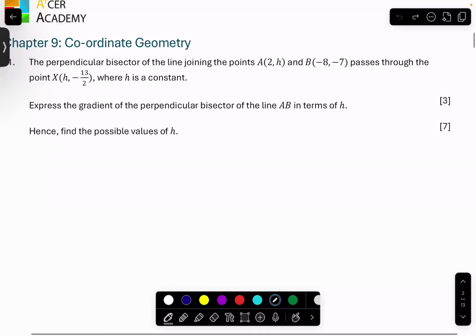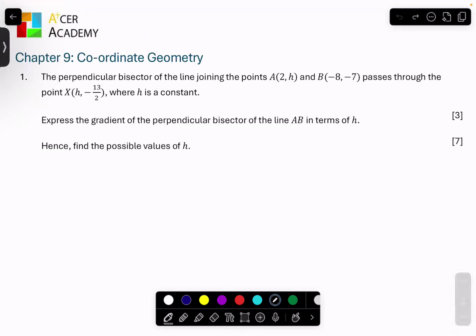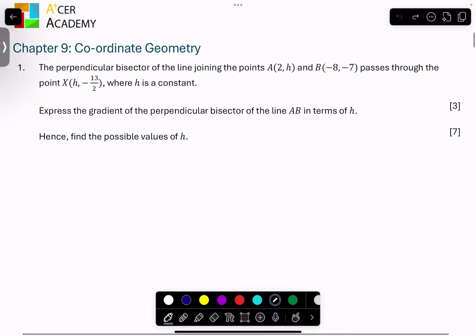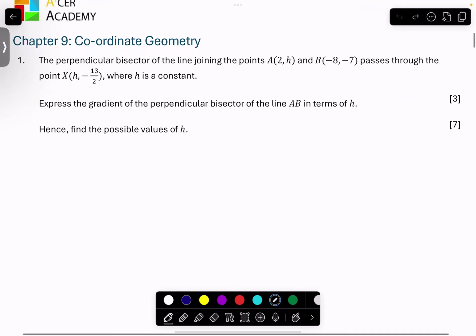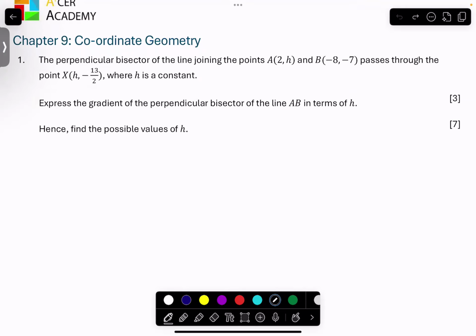Okay, let's take a look at this question. If I'm not wrong, this is the O-level question, right? The perpendicular bisector of the line joining the points A(2, h) and B(-8, -7) passes through the point X(h, -13/2), where h is a constant. Express the gradient of the perpendicular bisector of the line AB in terms of h. Hence, find the possible values of h.